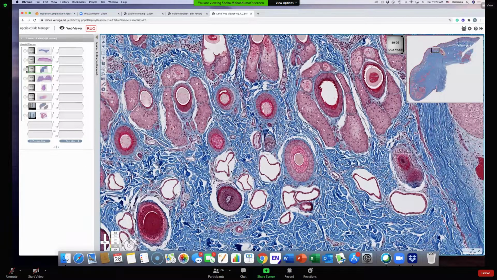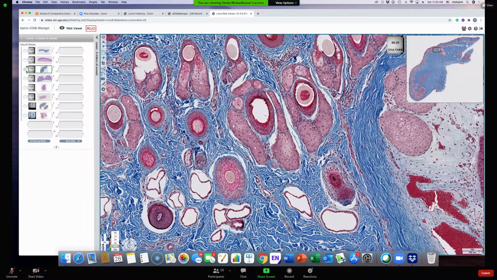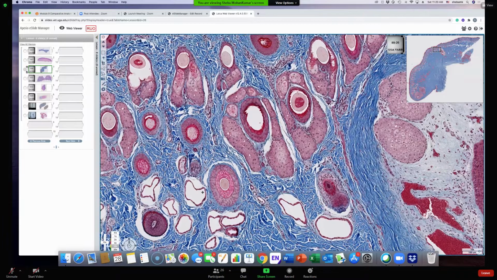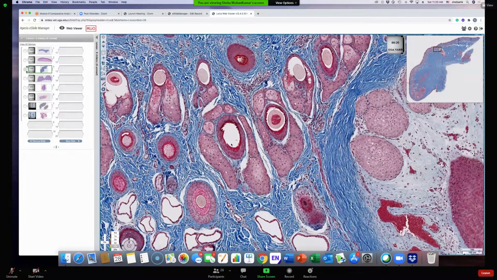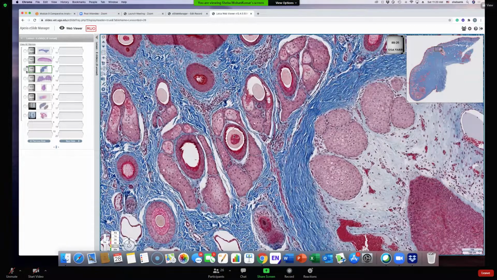We'll go. So this would be called the internal root sheath. That would be the external root sheath? External root sheath. Awesome. Okay. And now this is the shaft of the hair itself. Okay.